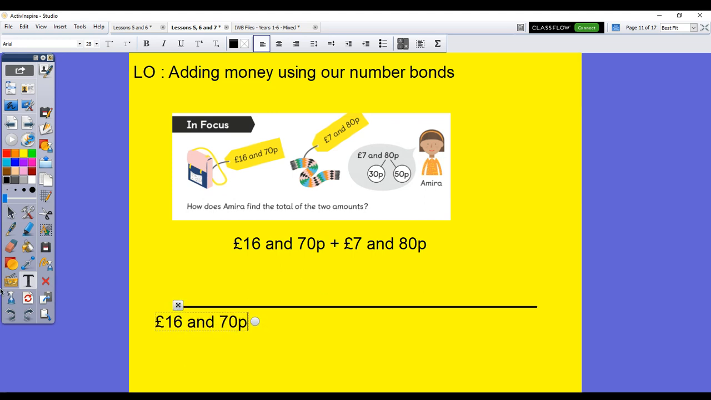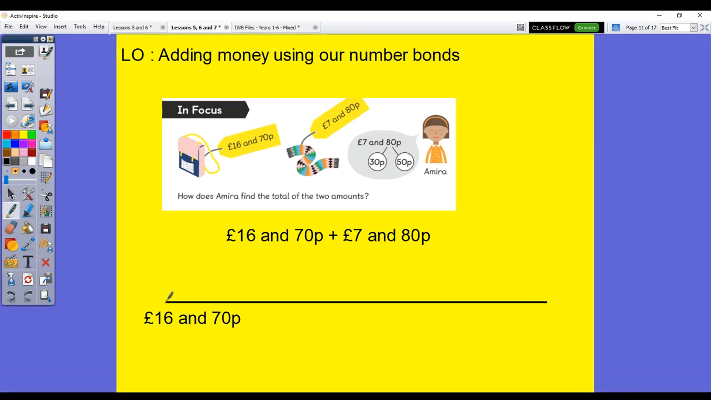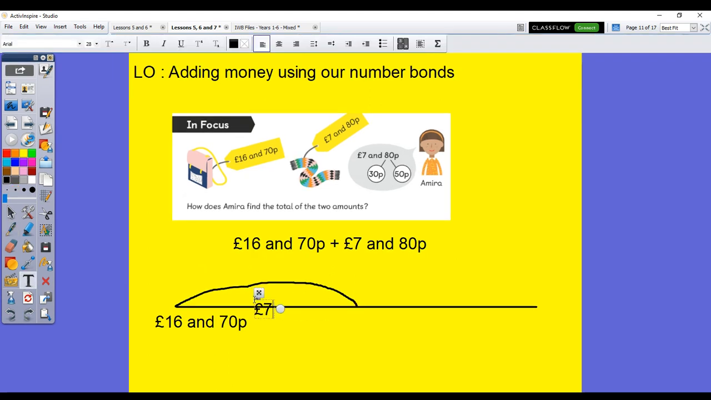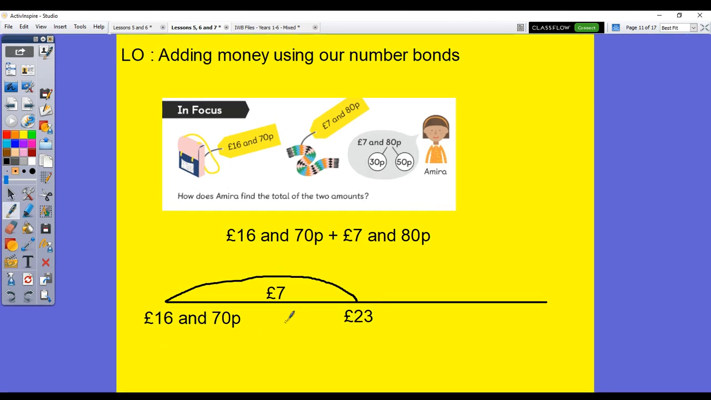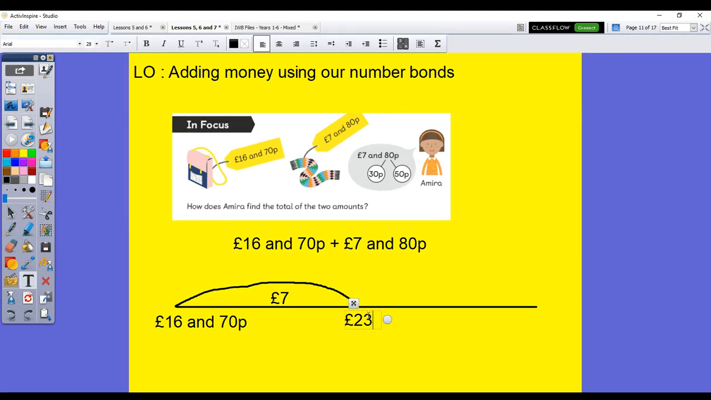Okay, let's add her £7 first of all. So 16 add 7. Who thinks they could tell me what 16 add 7 is? I know you're all going to be shouting out at the screen. It's going to be £23. Okay, so now let's look at how they've partitioned that 80. So she's partitioned it into 30p because 70p, oh, I've forgotten something, £23 and 70 pence.